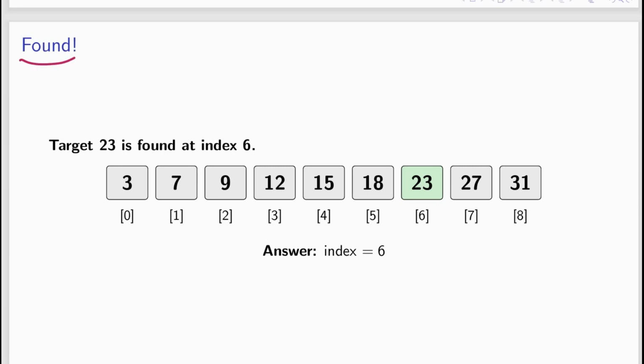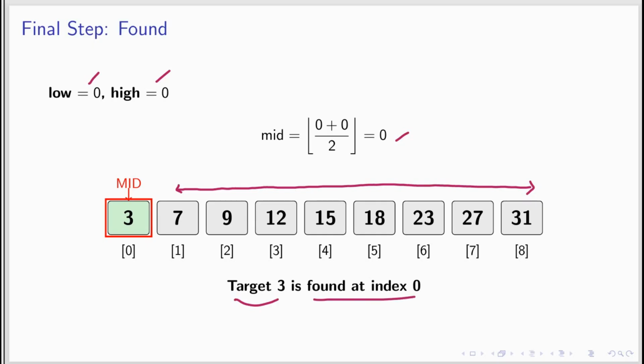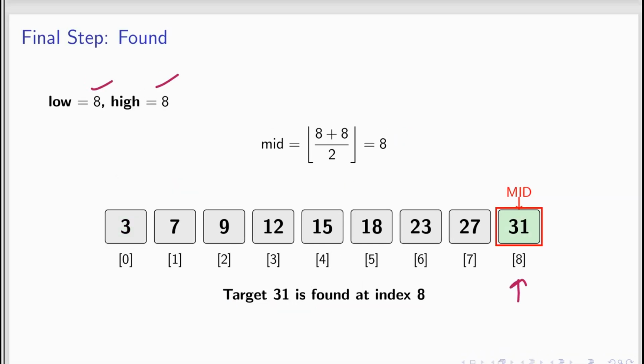23 has been found on index number 6. Target 3 is found at index number 0. And 31 is our searching element. 31 is found at index number 8.